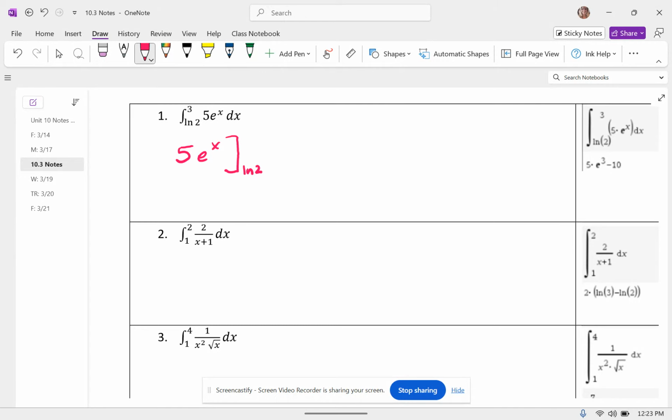Do we have to draw the bracket? Up to 3, you do. This is how you evaluate a definite integral. So you integrate, you have your little function there, and then you draw your square bracket. Lower bound goes on the bottom, upper bound goes on the top.